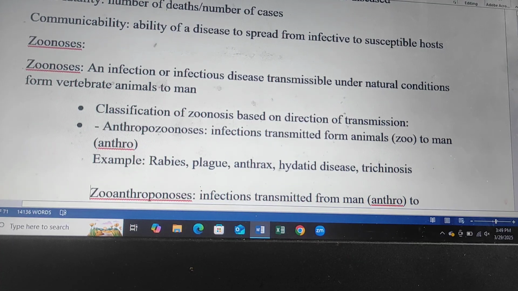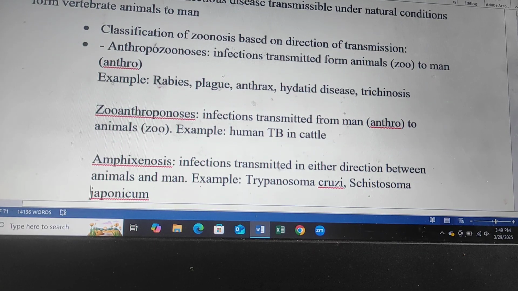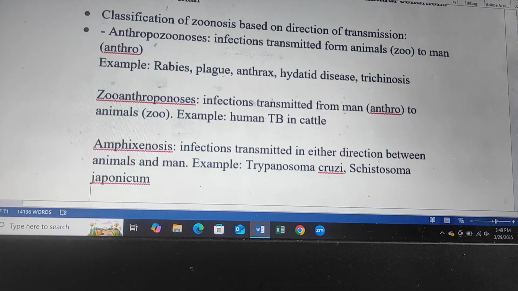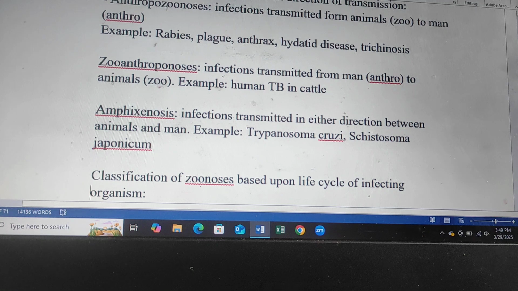Zoonosis: an infection or infectious disease transmissible under natural conditions from vertebrate animal to man. Classification of zoonosis based on direction of transmission. Anthropozoonosis: infection transmitted from animal to man. Examples: rabies, plague, anthrax, hydatid disease, trichinosis. Zooanthroponosis: infection transmitted from man, anthro, to animal, zoo. For example, human TB in cattle. Amphixenosis: infection transmitted in either direction between animal and man. Examples: Trypanosoma cruzi, Schistosoma japonicum.